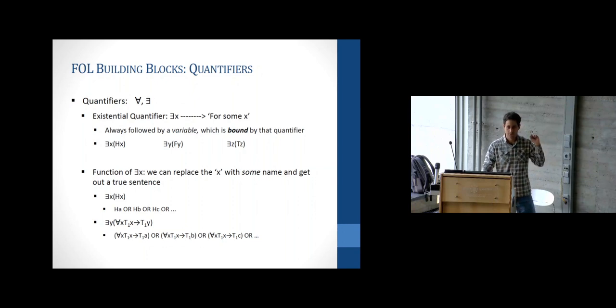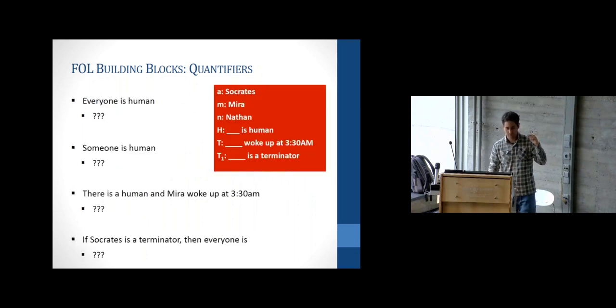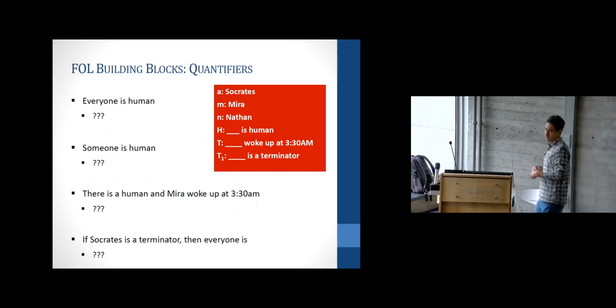Questions? Okay. How would you write down everyone is human? So there's an Hx, but then there's something missing. Yeah, so it's an upside down A, x, and then between brackets Hx. And we read this as for all x, or every x, or universal quantifier x.